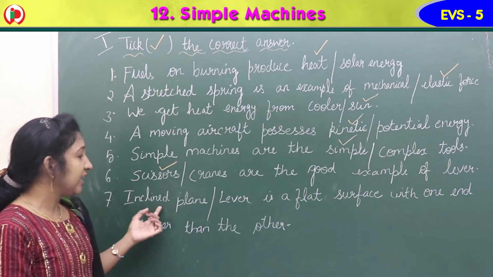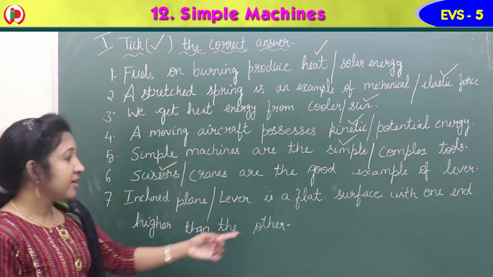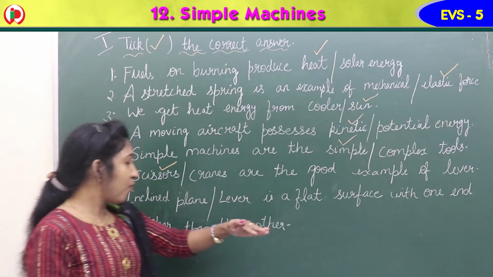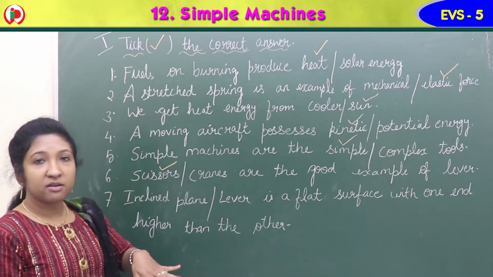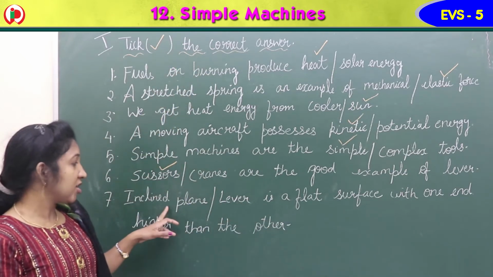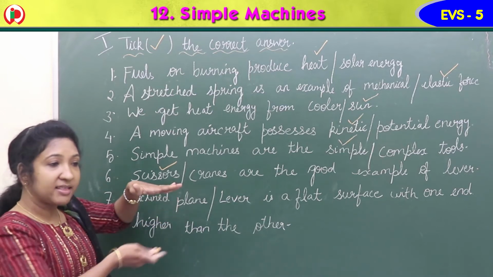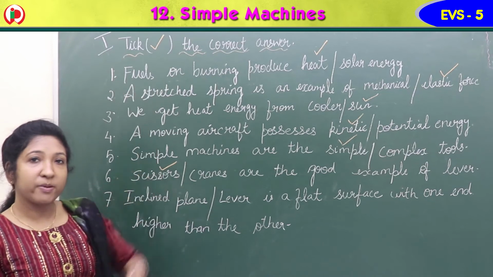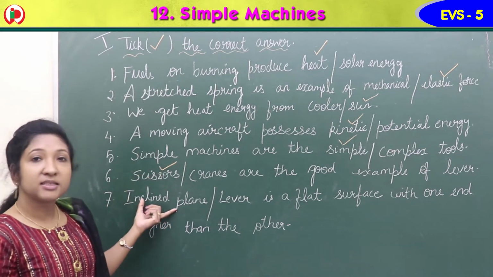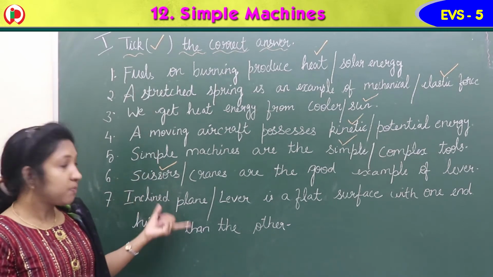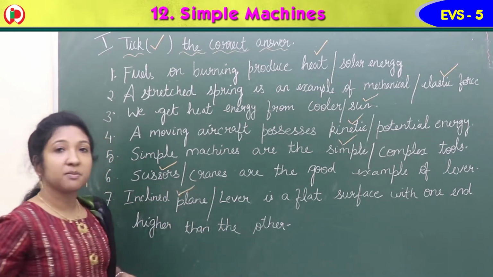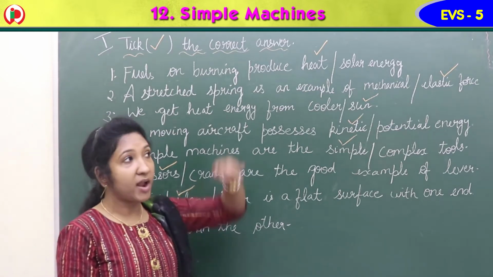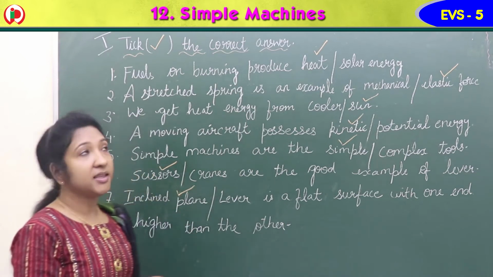Seventh, the last one, inclined plane/lever is a flat surface with one end higher than the other. Which simple machine is that? A flat surface with one end higher than the other. That's a slope. Which is that? Yes, it is inclined plane. So tick here, inclined plane. It is a flat surface with one end higher than the other.